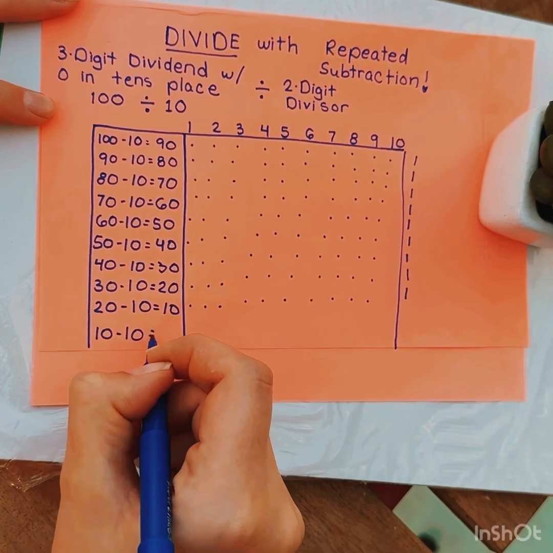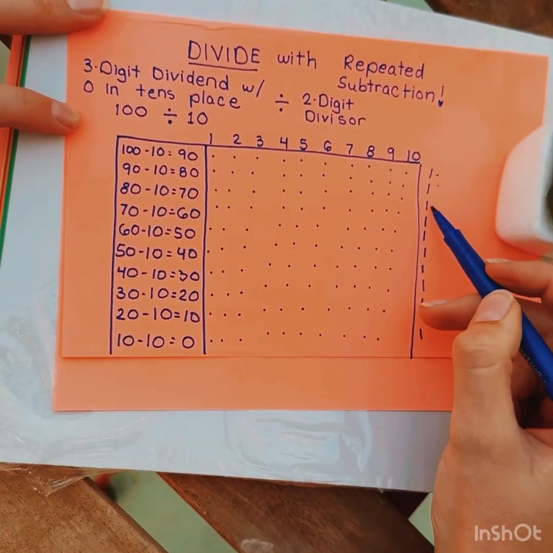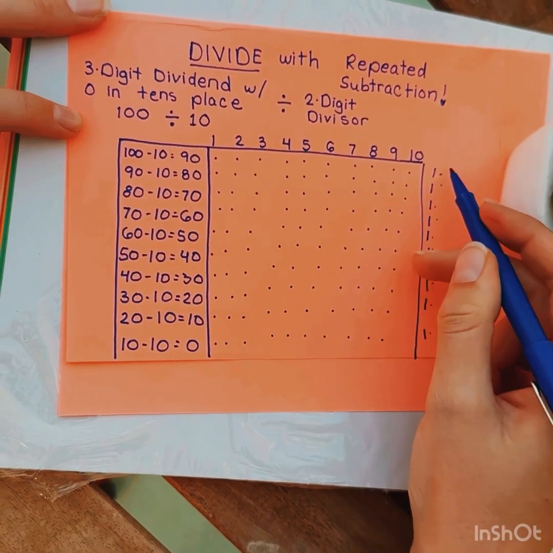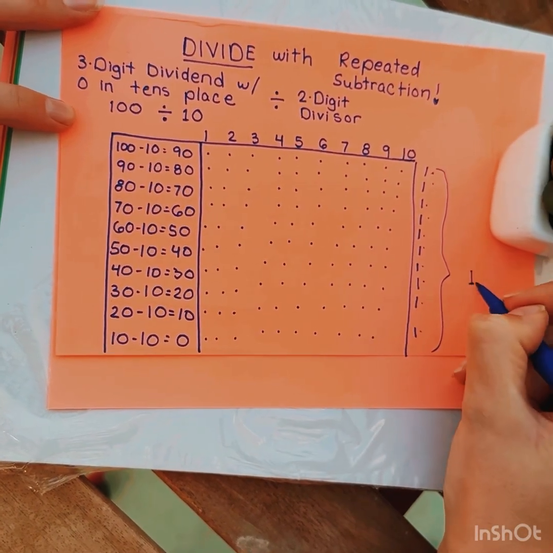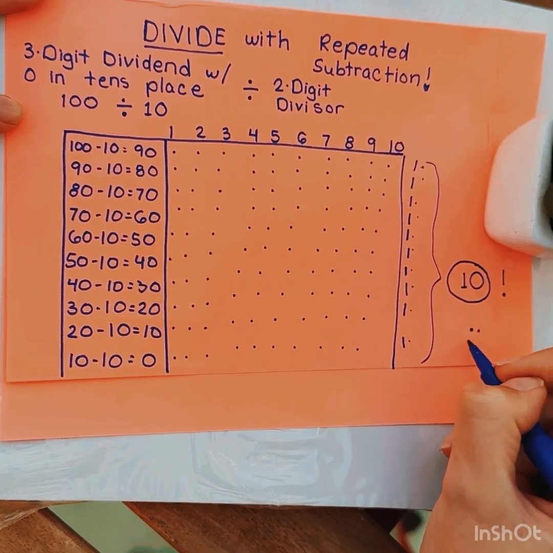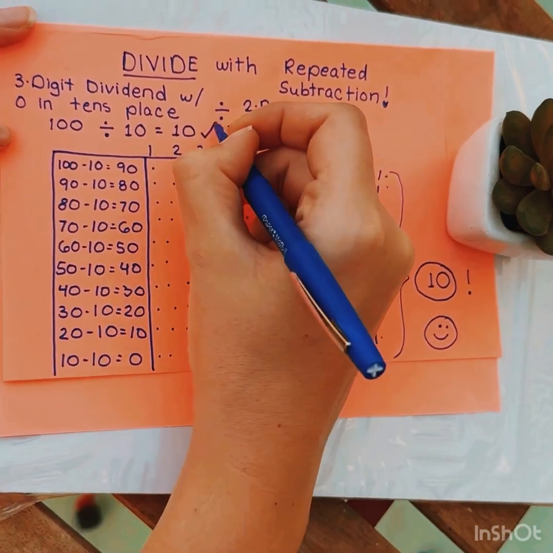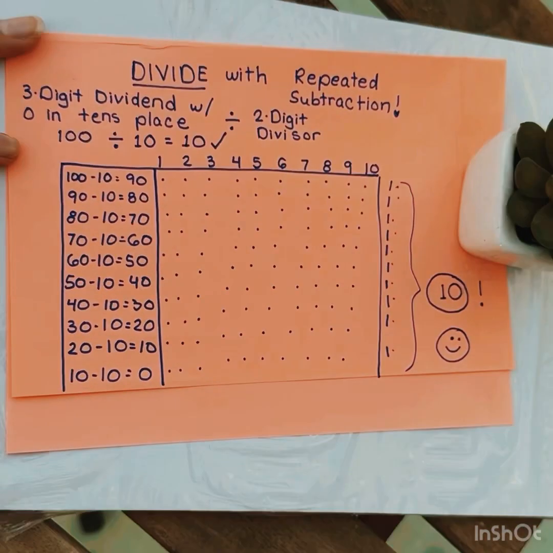Okay, we continue until we reach 0. Then we add up the ticks, the groups of 10, and we have 10. This would be a great method to use if you're playing a game and you need to divide things up amongst the players.